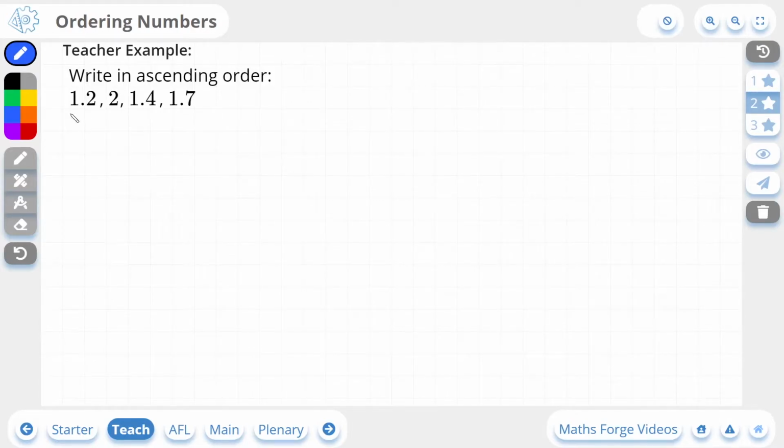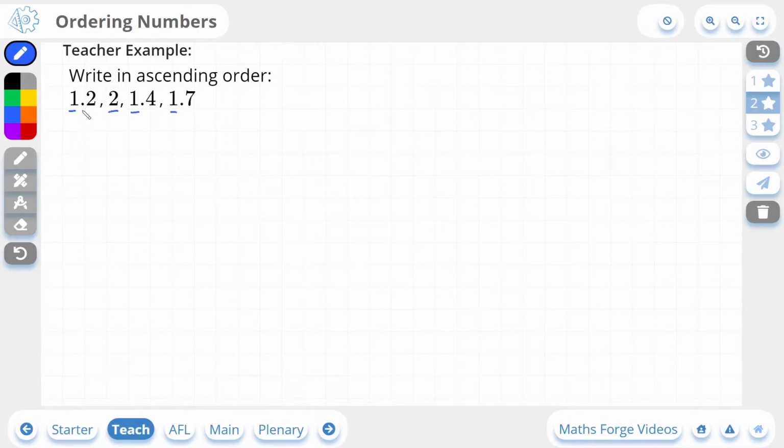I'm going to start with the leftmost number. So we can see in the units column, we have a 1, a 2, a 1, and a 1. And we're looking for the smallest number because it's in ascending order. So we can see straight away that this 2 is the largest number, so we're not going to use it. But then these other 3 numbers all have 1s, and we can't tell just by looking at the units column which one is the smallest.